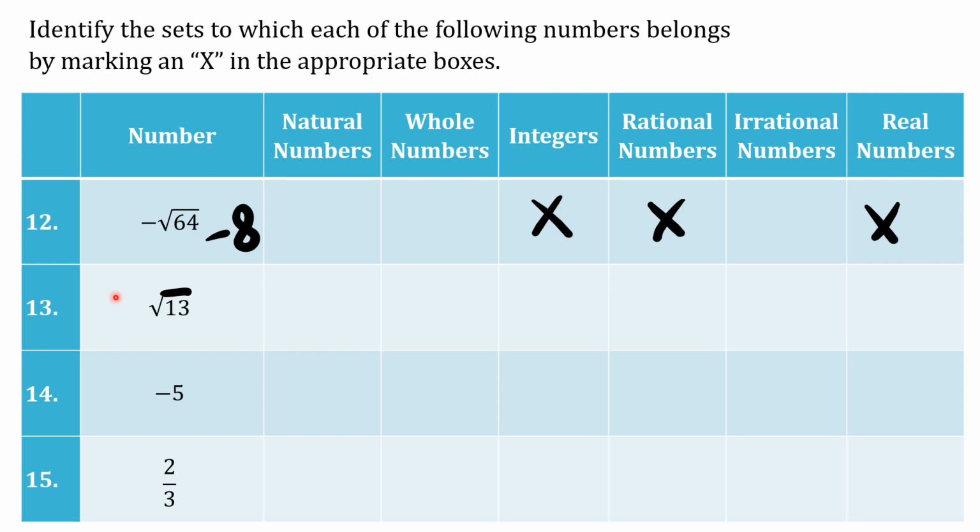All right, so next line, number 13, we've got the square root of 13. Now, can this be simplified? What are the factors of 13? What are some things that multiply to give you 13? Just 1 and 13, right? So this can't be simplified. There's no perfect square factors. So since this cannot be simplified, this is going to be an irrational number. Remember, we said that irrational numbers are those non-terminating, non-repeating decimals, as well as radicals that cannot be simplified. But irrational numbers are also part of that larger set of real numbers, so it's also a real number.